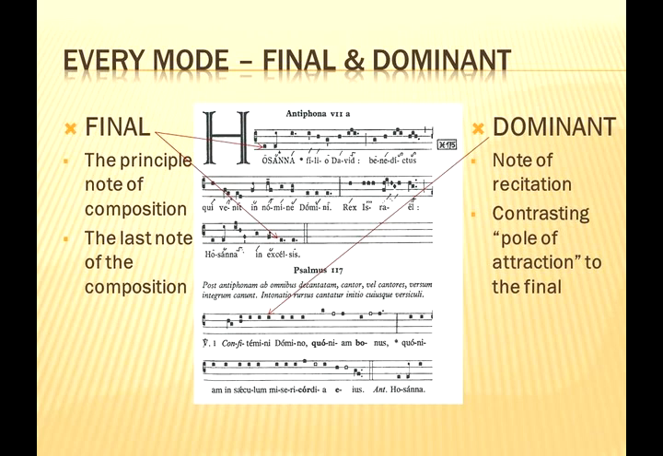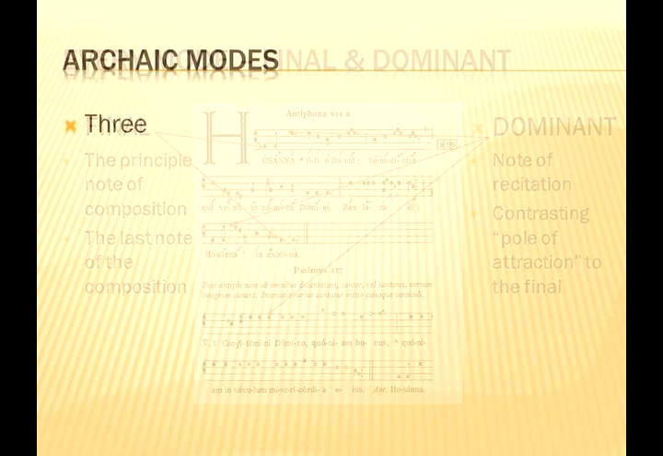For the purposes of this introduction, suffice it to say that the second characteristic of the dominant is that it is a principal note of composition in the antiphon, providing a second pole of attraction that contrasts to the attraction of the final as the principal note of the composition. In this antiphon, we see the intonation immediately rise to the dominant, and the first and last phrases center around this important pitch. With regard to the archaic modes, there are three.